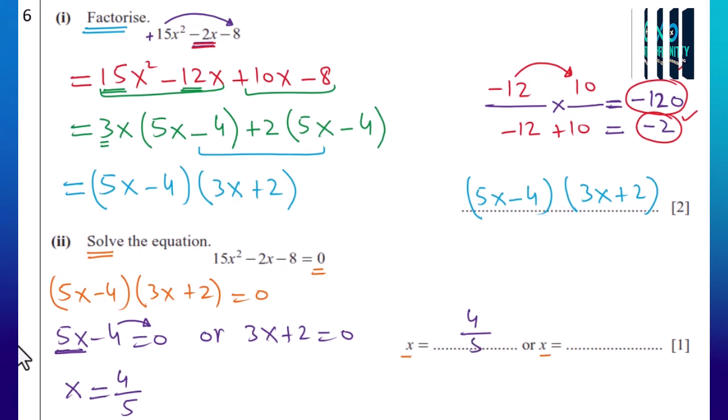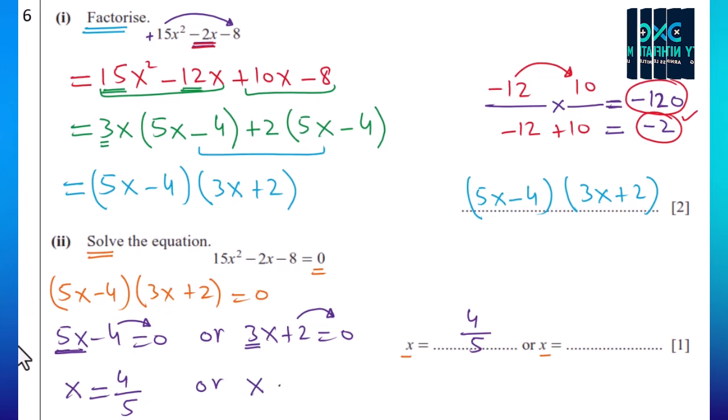4 over 5. And from here, when you shift positive 2 to the other side, it will become negative 2. And what number is beside x? 3. So this will be in the division. So we can write x is equal to negative 2 over 3. Negative 2 over 3.